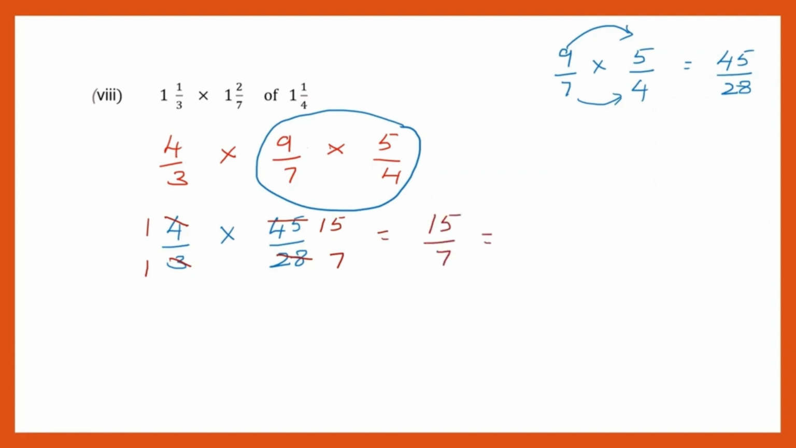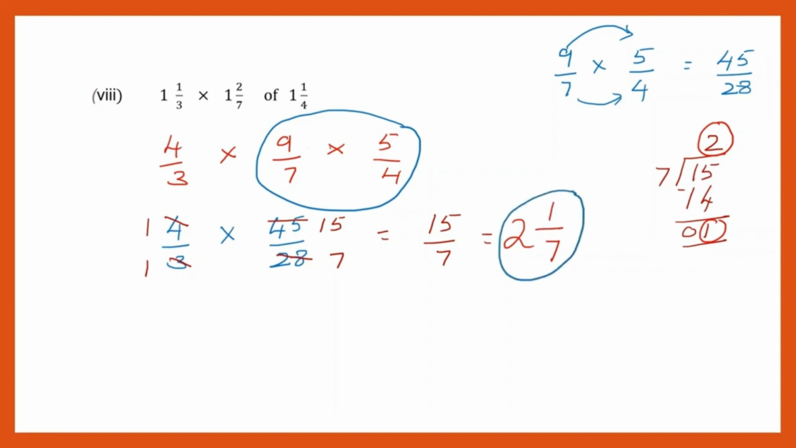Let's convert it to a mixed number. So 15 divided by 7. 7 2's are 14, minus, remainder 1. So let's use the numbers given to get a final answer. The quotient is our whole number. The remainder becomes our numerator. Denominator is the same as the previous one. So final answer is 2 1 by 7.